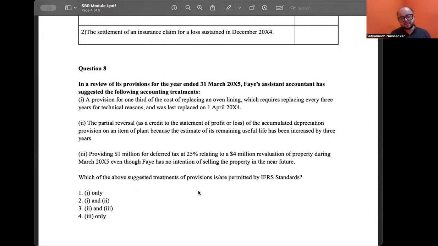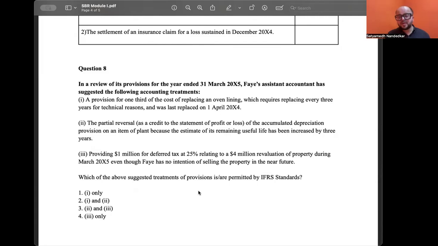Now think about it. In this case, although the last replacement happened on 1st of April 2004, the next one will happen on 31st of March 2007. So the company wants to divide the provision over 3 years. But understand, it is quite possible that the oven will be sold before that particular date. So there won't be a requirement to change the oven lining.